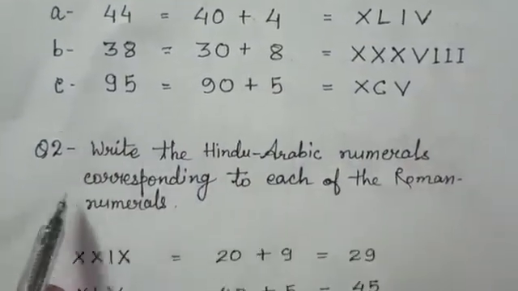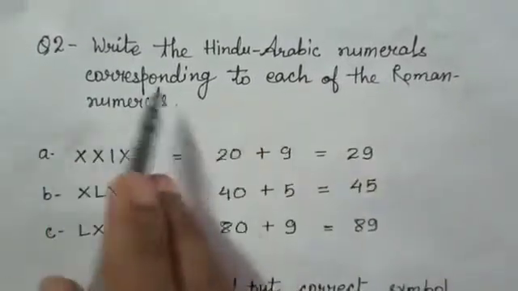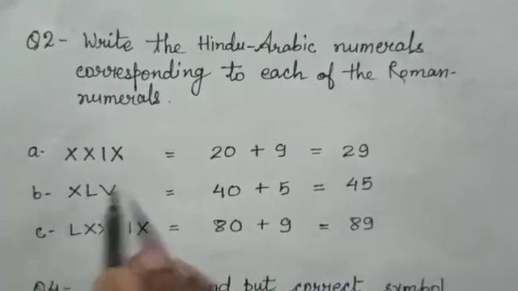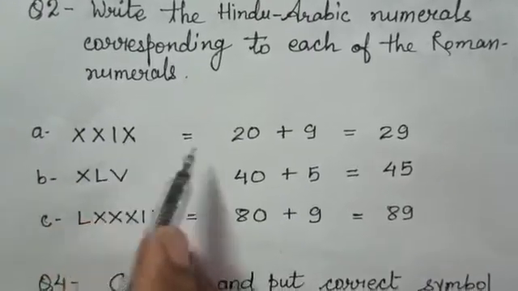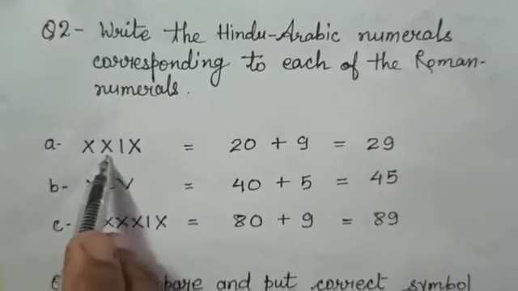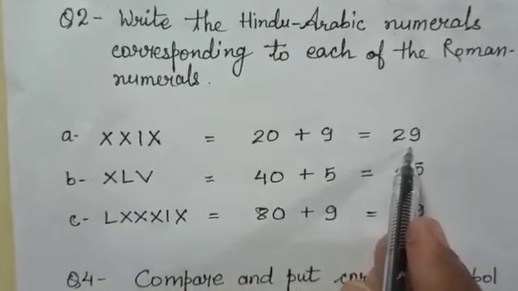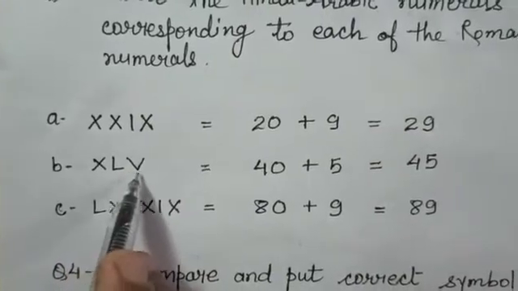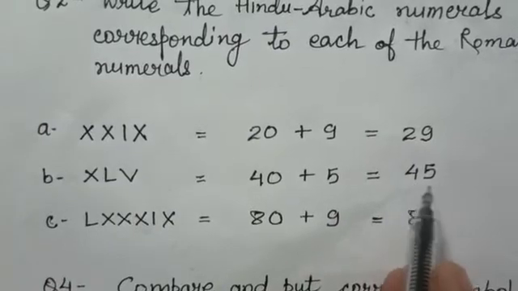Now look at question number 2. It is asking to write the Hindu Arabic numerals corresponding to each of the Roman numerals. Roman numerals are given, you have to convert them into Hindu Arabic. Look at here, XXIX. Earlier we have discussed, first of all you have to convert the tens part and then the ones part. XX is 20 and IX is 9. So altogether 29. Now look at XLV. XL is the tens part and V is the ones part. XL is 40 and V is 5, altogether 45.